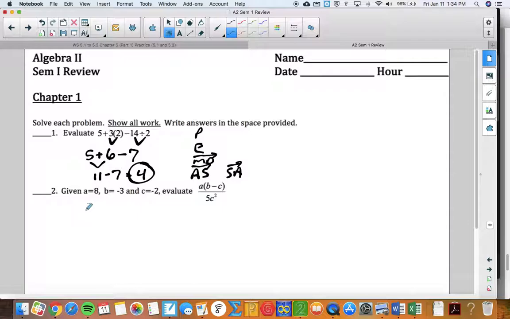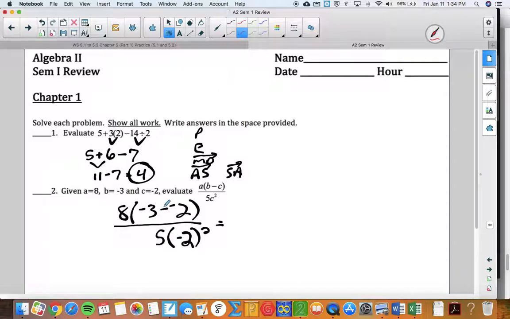Same idea here on number 2. So we have 8 times negative 3 minus negative 2 divided by 5 times negative 2 squared. Notice when I substitute there, I used parentheses. So on top, first thing I would do is when I see subtracting a negative, I change it. And then I need to do it in parentheses first. So I have 8 times negative 1, which is negative 8. So I've got negative 8 on the top of my fraction bar.